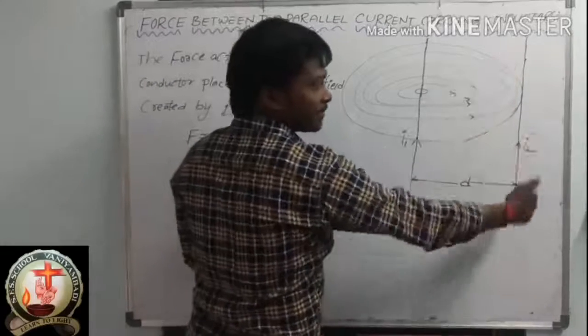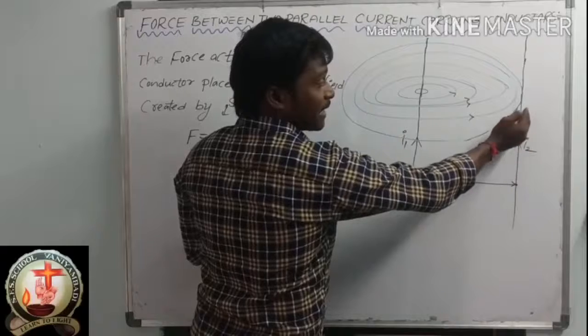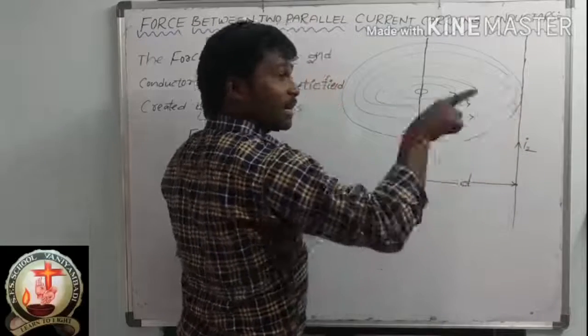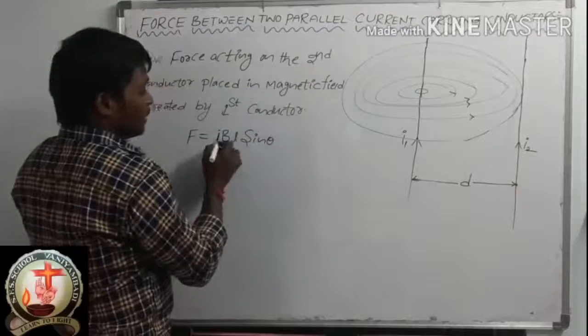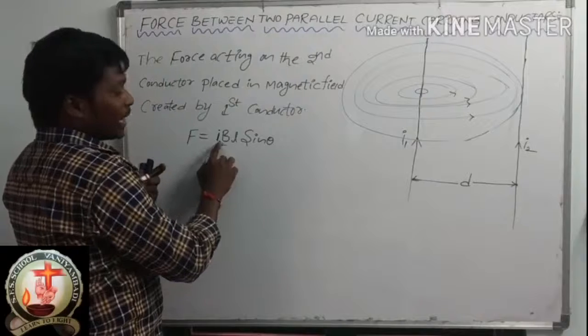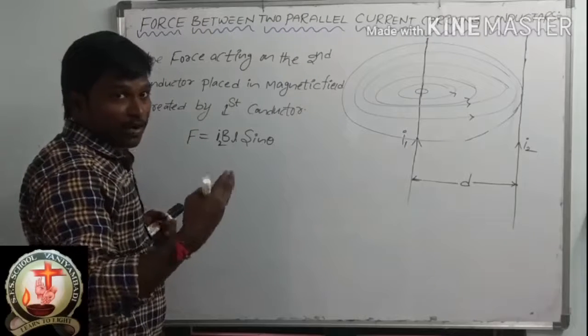Once again, I means current. Which conductor is placed in the magnetic field? The second one. In this second conductor, what current is flowing? I2. So in the place of I, I am substituting I2: I2 BL sin theta. At the same time, I am making one more correction.